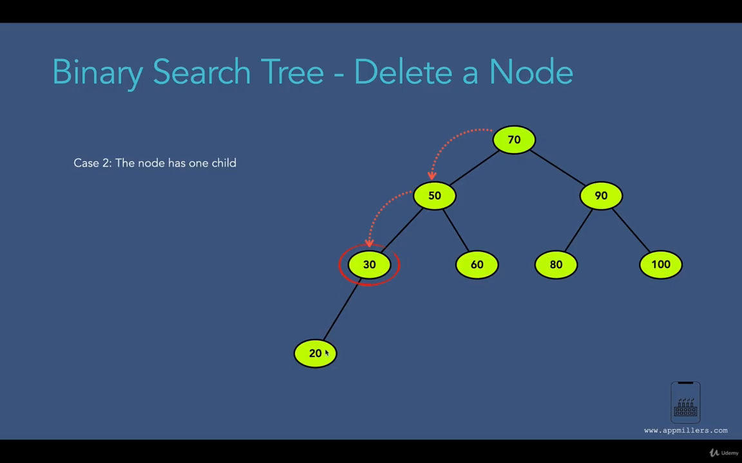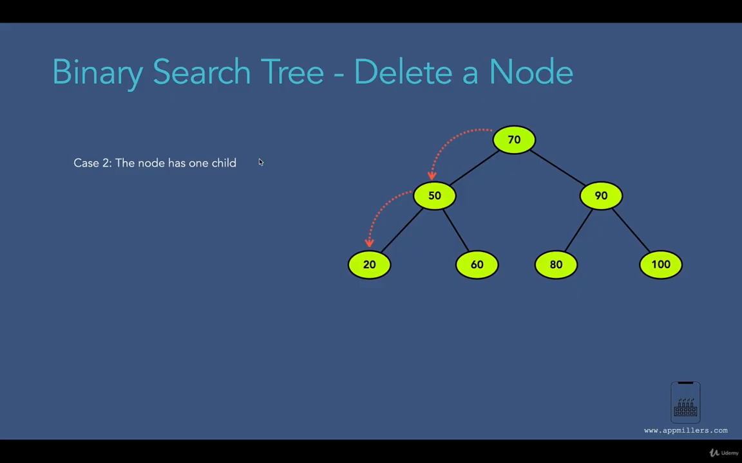And for 30 we have a child of 20 here. Now in this case, all we have to do is connect the child of 30, which is 20, with the parent of 30. So if we delete 30 from here, we are going to connect 20 with the parent of 30. The parent of 30 was 50, so 20 is going to be added as a left child. Now with this, we have successfully deleted a node which has only one child.